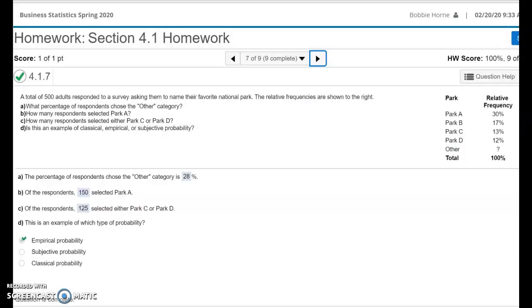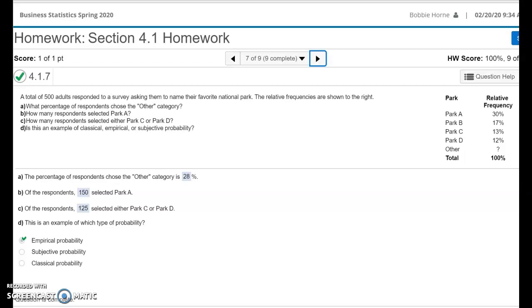Let's look at question 7. Here a total of 500 adults responded to a survey. What percentage of respondents chose other? Well, all you do is add up what you know, and we have 30 plus 17% plus 13 plus 12. So that would be 47, 60, 72%, and 100% minus 72% is 28%.